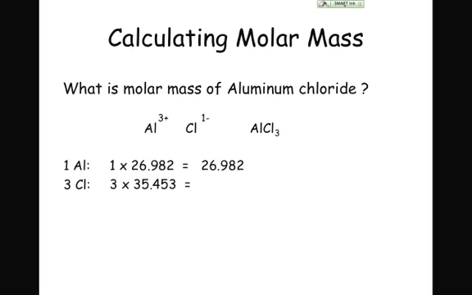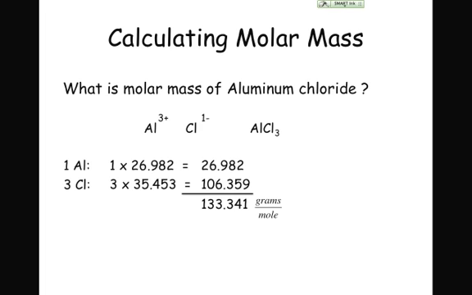We have 3 of those, so 3 times 35.453 gives you 106.359. Add those together, and you get the total, 133.341. Again, the units would be grams of aluminum chloride per mole of aluminum chloride.